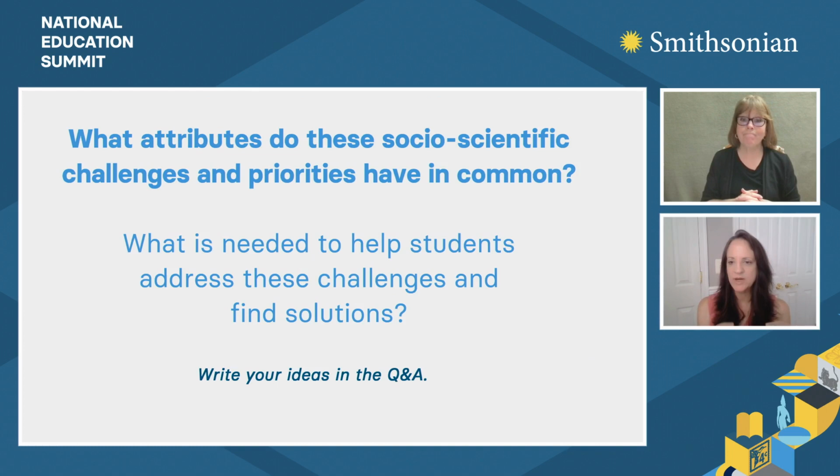So when we think about these complex socio-scientific challenges and priorities, there are attributes that they have in common, and they end up to be the foundation for convergence education. So if you think about this, and again, we'll try to use this answer box if you can, what do you believe is needed to help students address these challenges and to help students find these solutions? So what do you believe is needed to help students address complex socio-scientific issues and to find solutions to those issues?